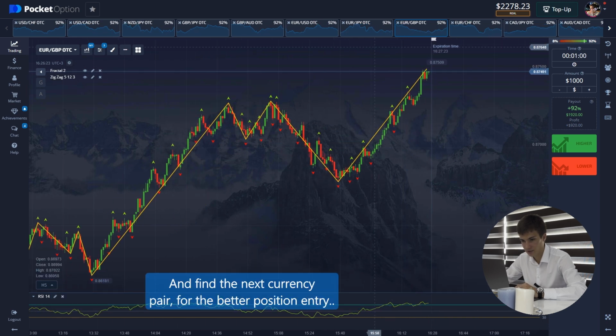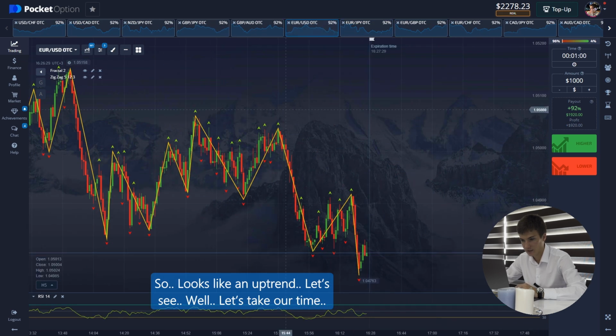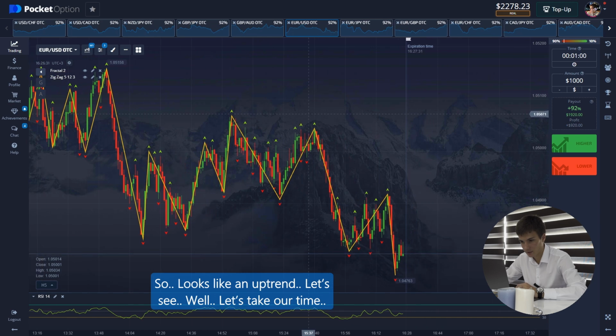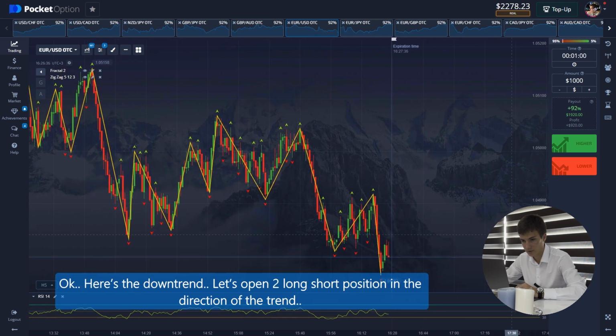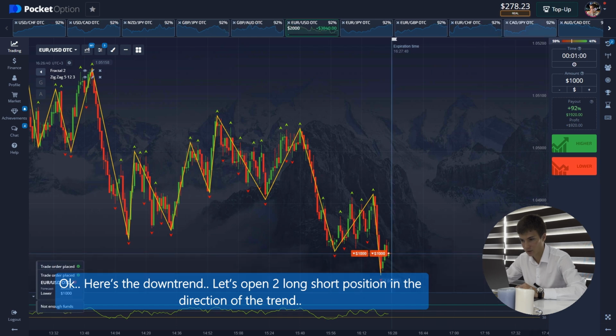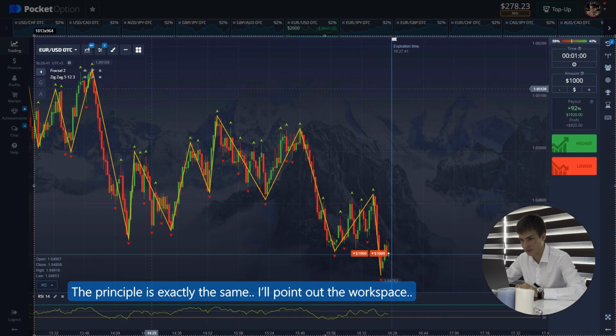and find the next currency pair for a better position entry. So looks like an uptrend. Let's see. Let's take our time. Okay, here's the downtrend. Let's open a short position in the direction of the trend. The principle is exactly the same.